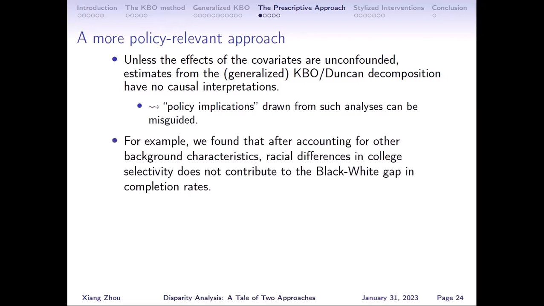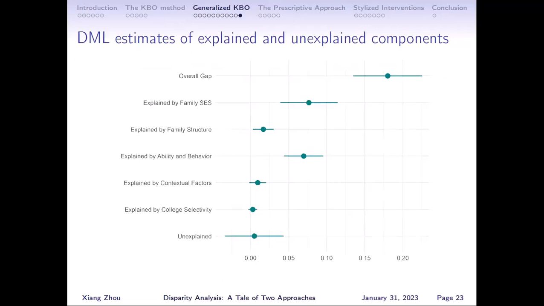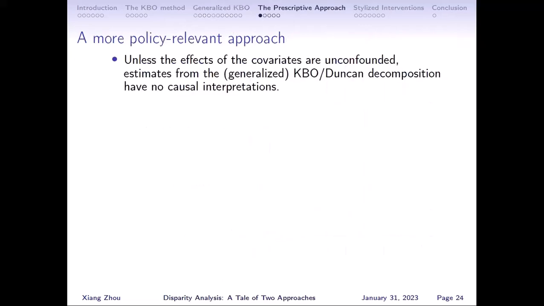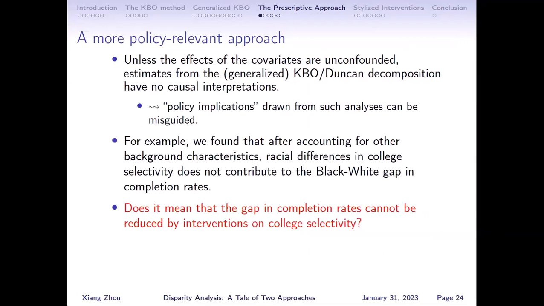To give you a more concrete sense of why, we have found that after accounting for background characteristics, racial differences in college selectivity do not contribute to the Black-white gap in completion rate. You can see the contribution is very close to 0 after we account for other characteristics, right? But does this finding necessarily mean that the gap in completion rates cannot be reduced by interventions on college selectivity? Not necessarily, right? The fact that this covariate doesn't have an additional contribution doesn't mean that we can't intervene, and doesn't mean that that kind of intervention would not help reduce the disparity. They're 2 separate questions.